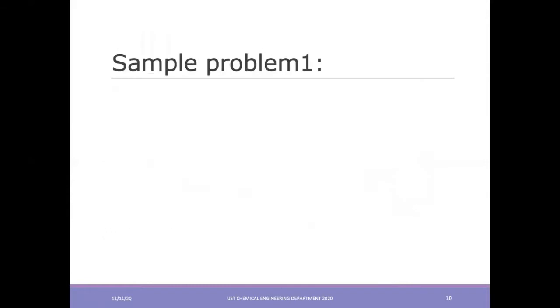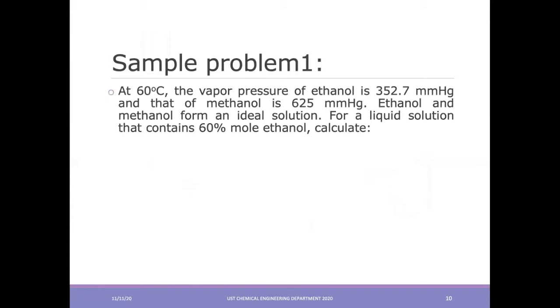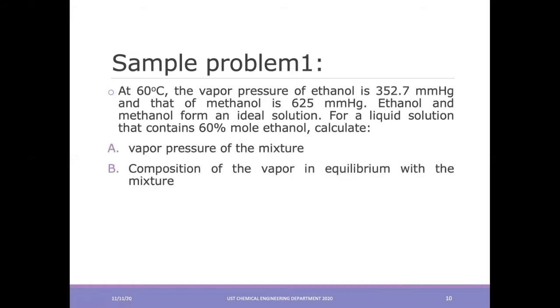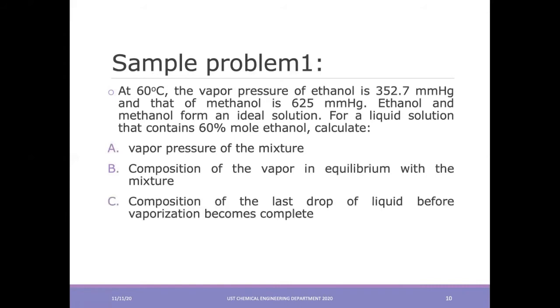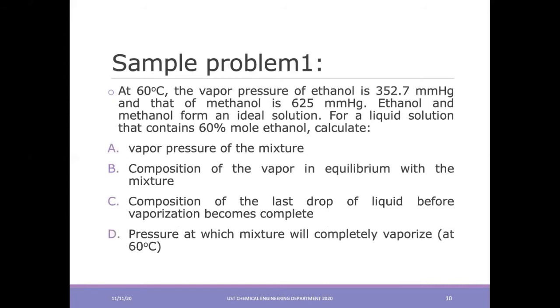Now let us try to solve sample problems. At 60 degrees Celsius, the vapor pressure of ethanol is 352.7 millimeter mercury, and that of methanol is 625 millimeter mercury. Ethanol and methanol form an ideal solution. For a liquid solution that contains 60% mole ethanol, calculate the vapor pressure of the mixture and the composition of the vapor in equilibrium with the mixture. Letter C, the composition of the last drop of liquid before vaporization becomes complete, and the pressure at which the mixture will completely vaporize at 60 degrees Celsius.